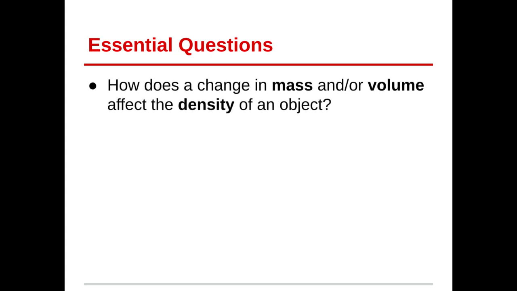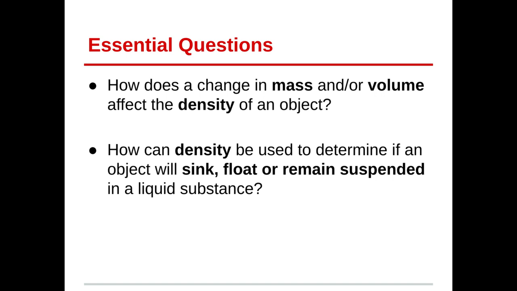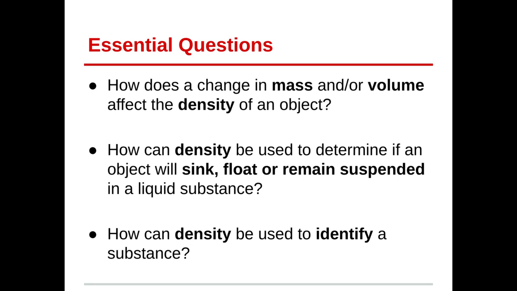So first off, how does a change in mass and or volume affect the density of an object? Density is closely related to mass and volume, so we'll see how that works. How can density be used to determine if an object will sink, float, or remain suspended in a liquid substance, specifically water, since water is generally the liquid that we think of? And then finally, how can density be used to identify a substance? We're going to do all three of those things today with these notes and the work that comes after it.